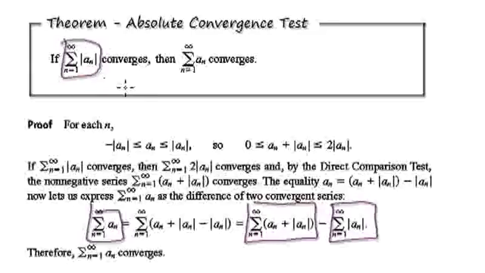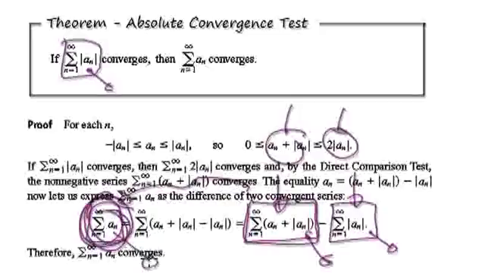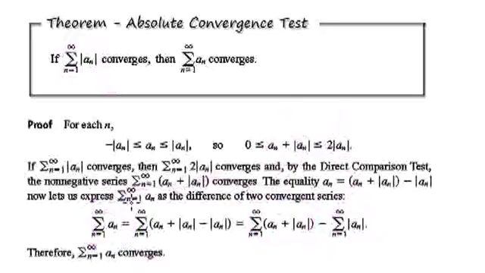Now it's saying if this thing here converges, then from here, if this converges, then this will converge. So this thing here must converge. So now you've got something that is made up of something that converges and something that converges. Therefore, this whole thing here, the series that you're trying to investigate, must also converge.